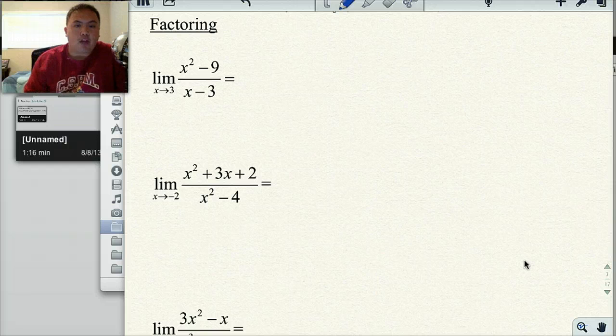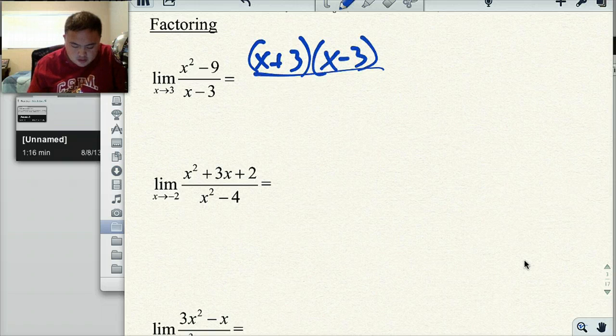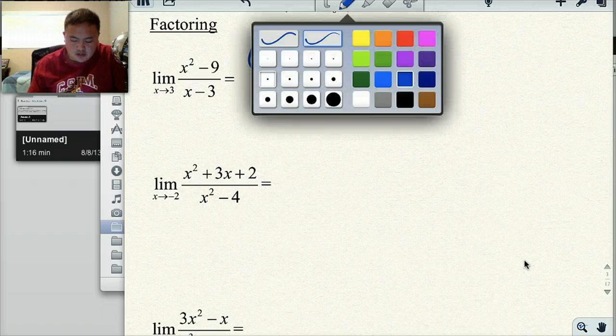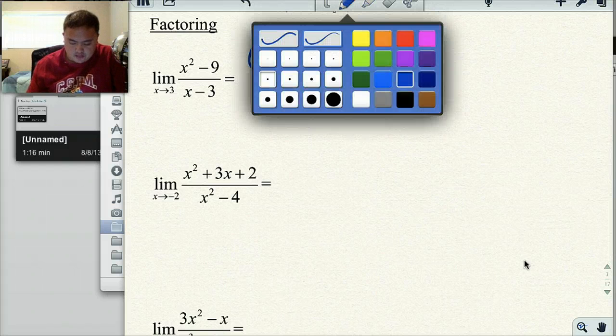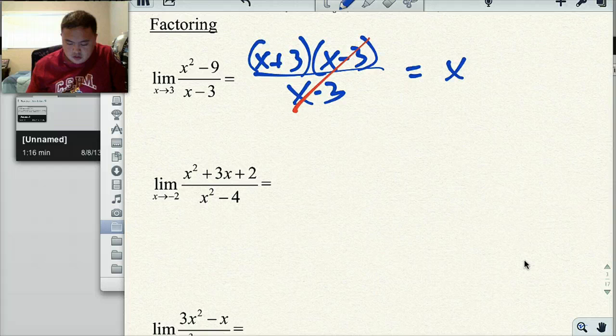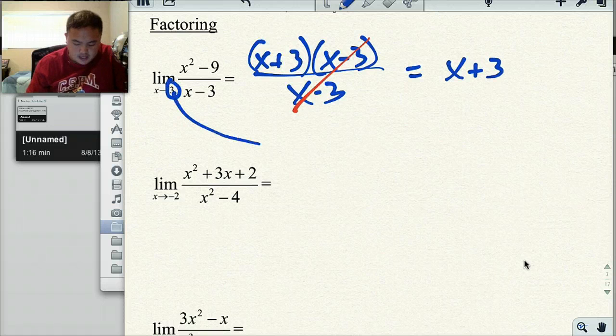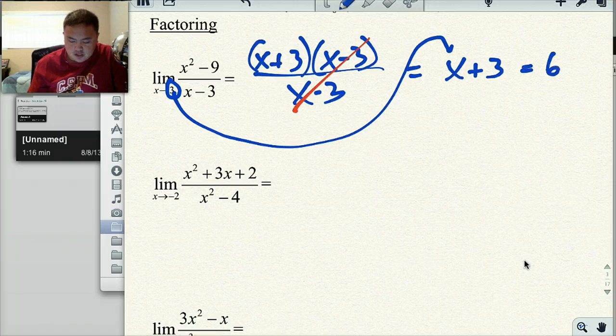The top, you may have forgotten, is a difference of squares. I could factor that into x plus 3 and x minus 3. On the bottom, I keep my x minus 3. Now you notice, on the top I have an x minus 3, on the bottom I have an x minus 3, which means those two cancel, which leaves me with an x plus 3. So this whole problem can be simplified just to, this fraction means the exact same thing as x plus 3. Now, since I canceled something out, I will plug my 3 in, and 3 plus 3 is equal to 6.